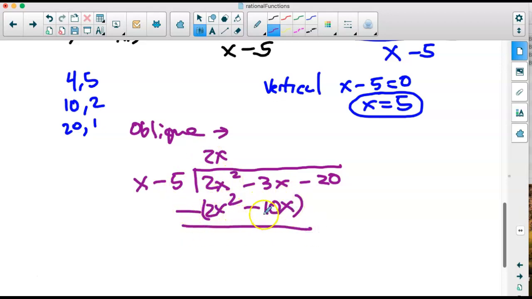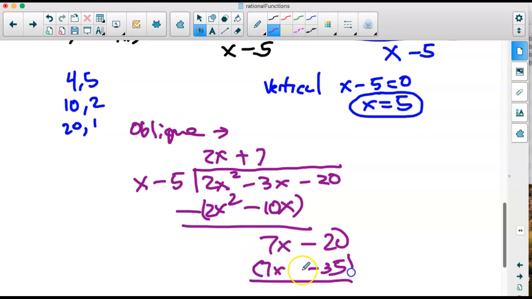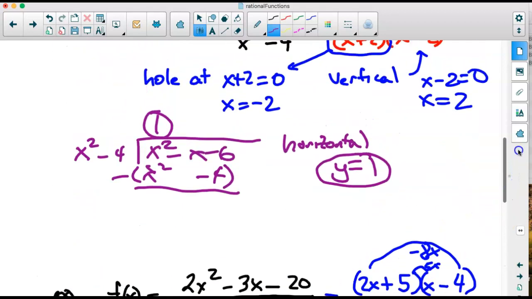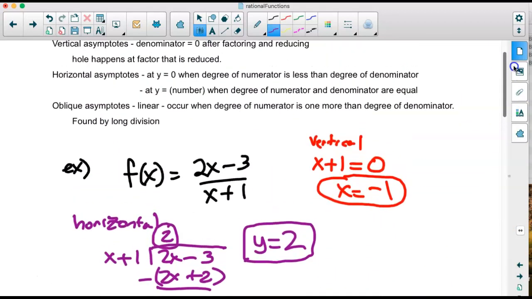Negative changes this to positive 10, and negative 3 is 7x minus 20, so that's going to go in 7, so 7x minus 35. We subtract. We don't care what the remainder is. This is our oblique asymptote, so oblique is going to happen at y equals 2x plus 7. So that is our oblique asymptote. So we have to do long division to find oblique, and we have to do long division to figure out our horizontal as well.